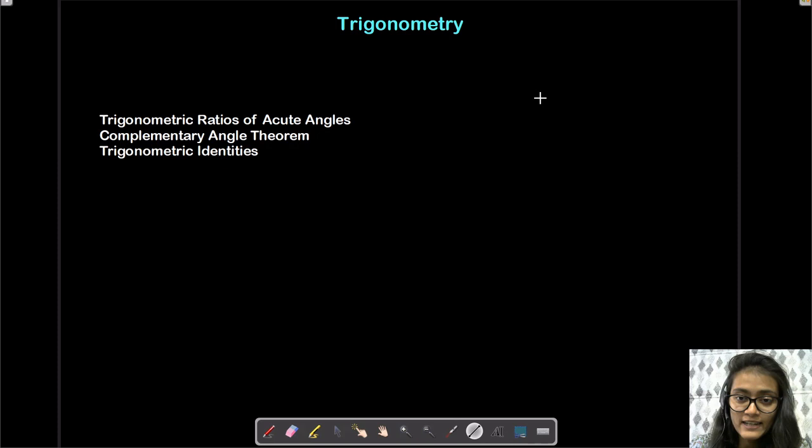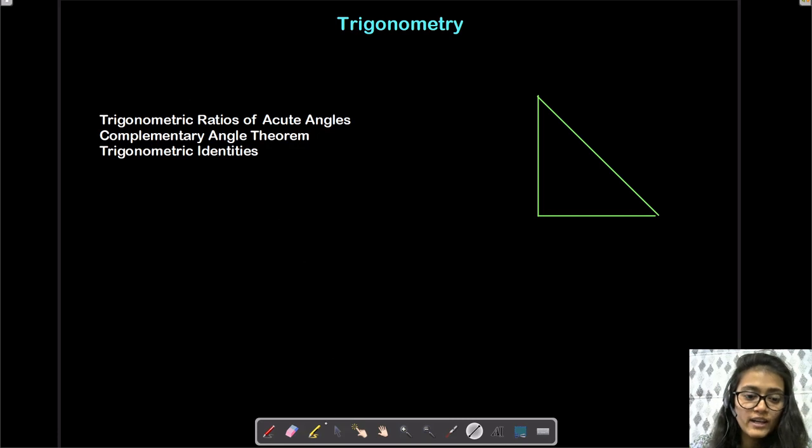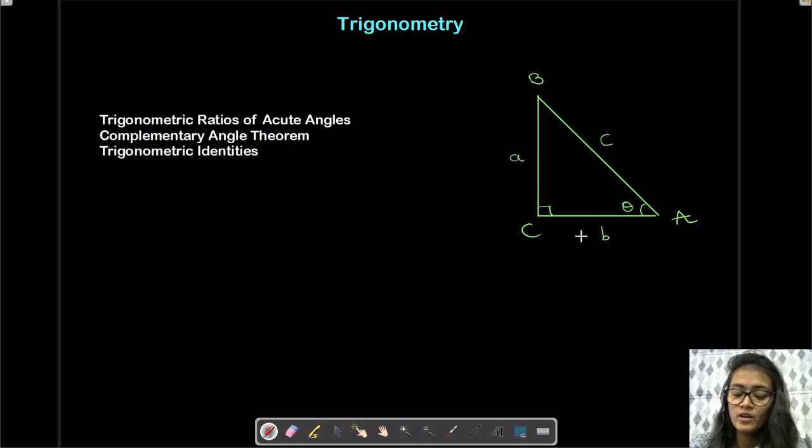So I'm going to draw a right triangle. Okay, and let's say that we have this right triangle A, B, and C. This is of course the right angle. And I'm also going to say that this angle is my theta, and this side has length C units, this is A units, and this is B units. So first we will see the trigonometric ratios.